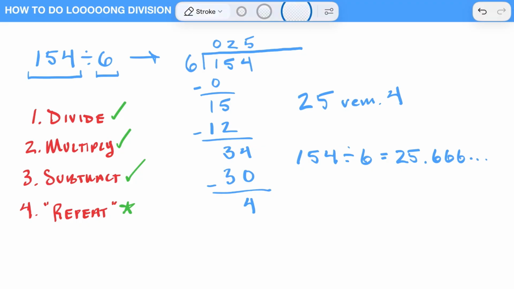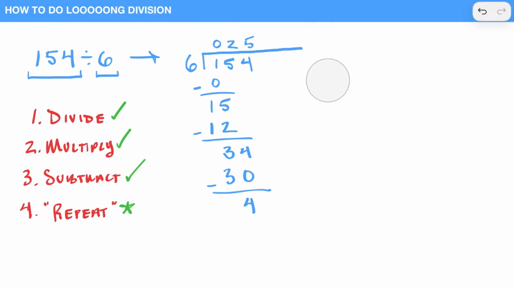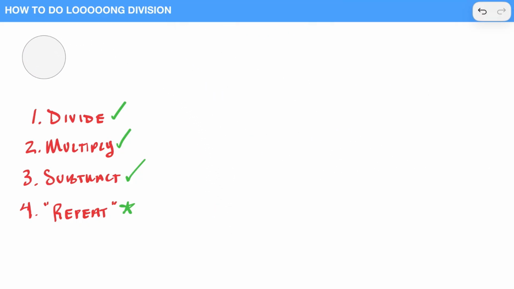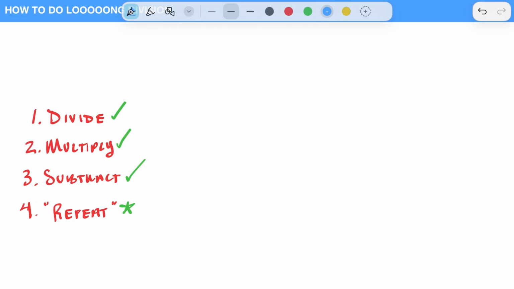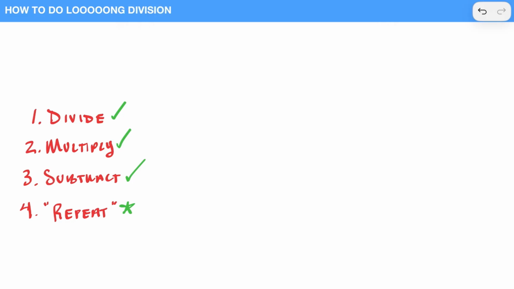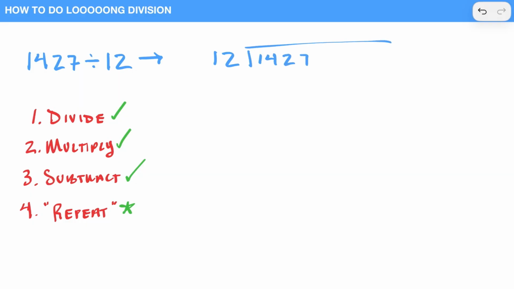Let's go ahead and try another example. All right, I'm going to get rid of this work right here. Let's say we wanted to do 1,427 divided by 12. Let's go ahead and do this. We're going to set up our long division like so, and then we're going to ask ourselves, can 12 go into 1?